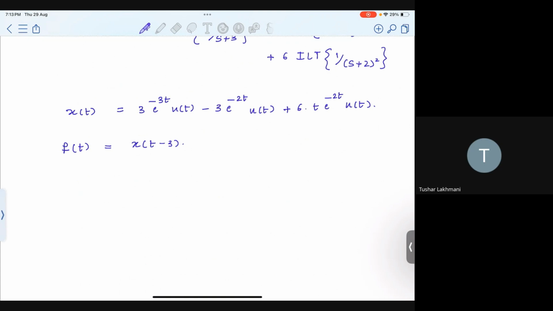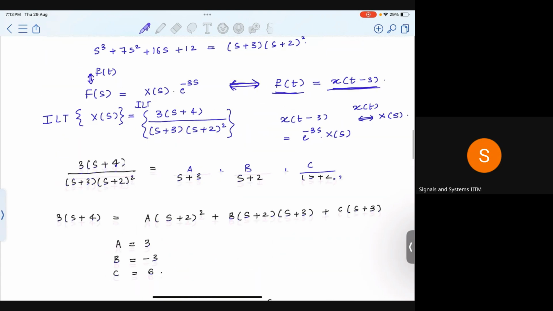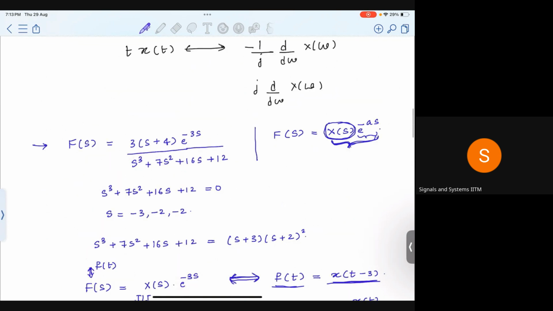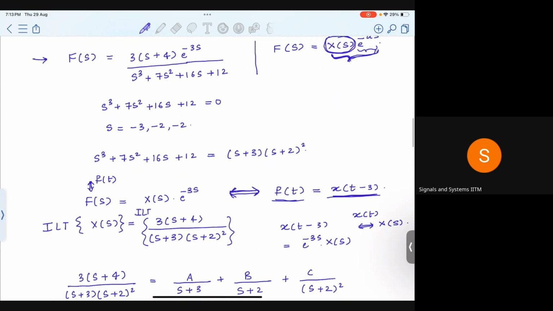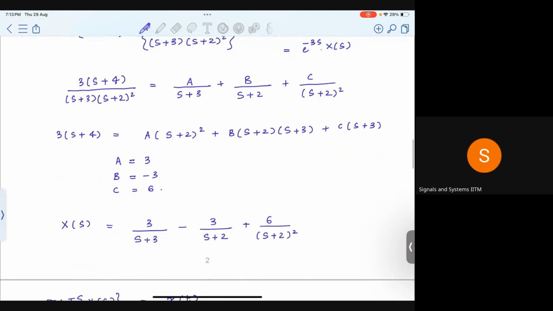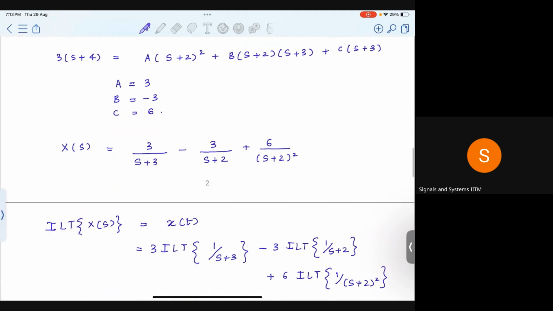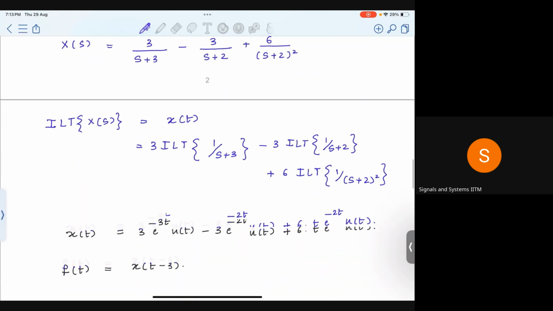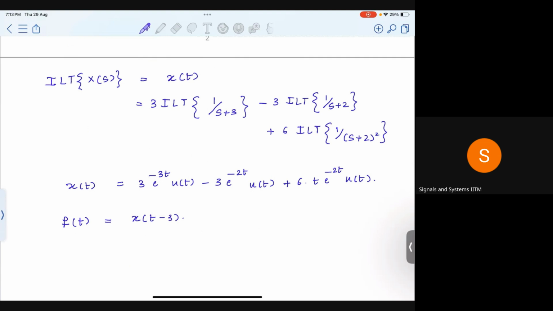Yes, ma'am. So when you see something like an exponential in the given problem, always try to relate it with the properties of the Laplace transform that we already know. So x of s e power minus 3s, when you try to relate it with the properties, what you get to see is f of t is x of t minus 3. So it is sufficient to find the inverse Laplace transform of x of s. And we do that by the partial fractions method, and we get the nice expression for x of t, and using that we try to find f of t. Okay.